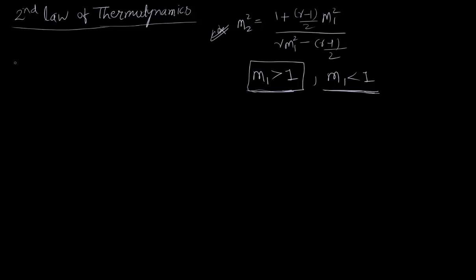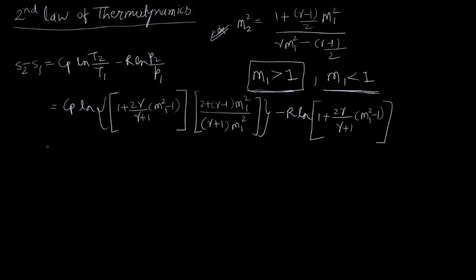We know that S2 minus S1 equals Cp ln T2 by T1 minus R ln P2 by P1. Now we have already derived what is T2 by T1 and what is P2 by P1. So now let me just put these values quickly. So this is our equation of S2 minus S1, delta S, which is a function of M1. It is a function of M1.